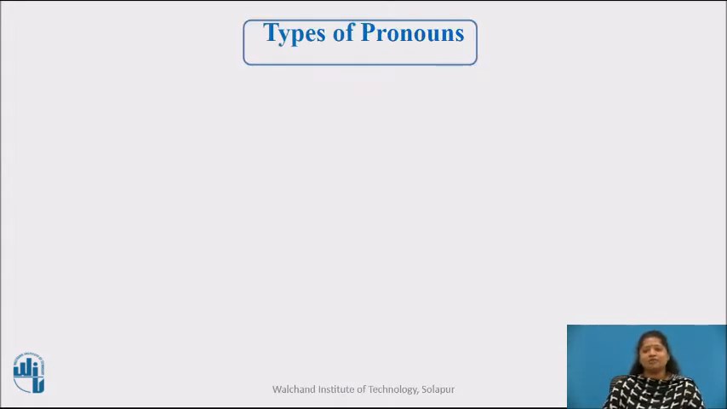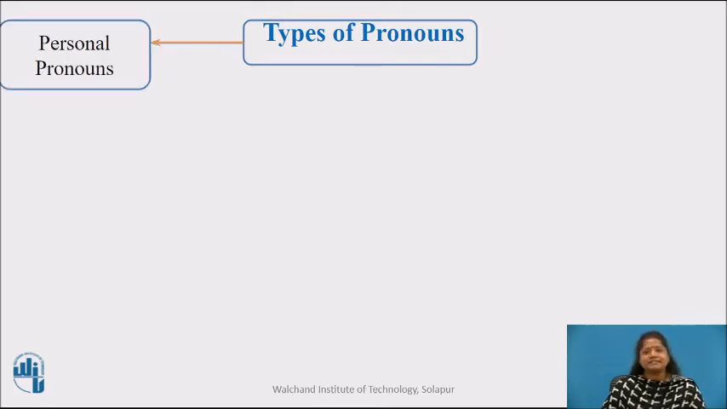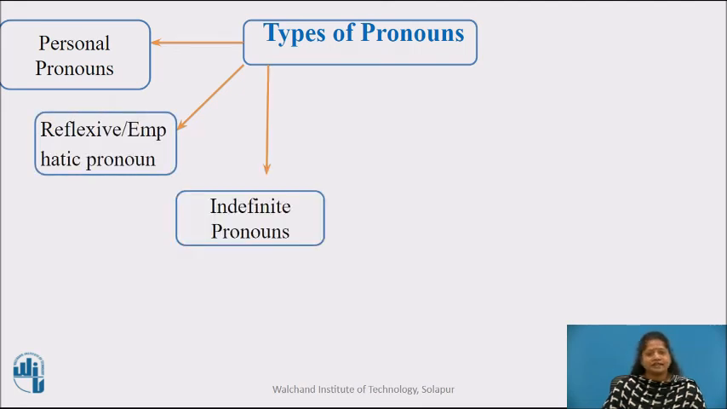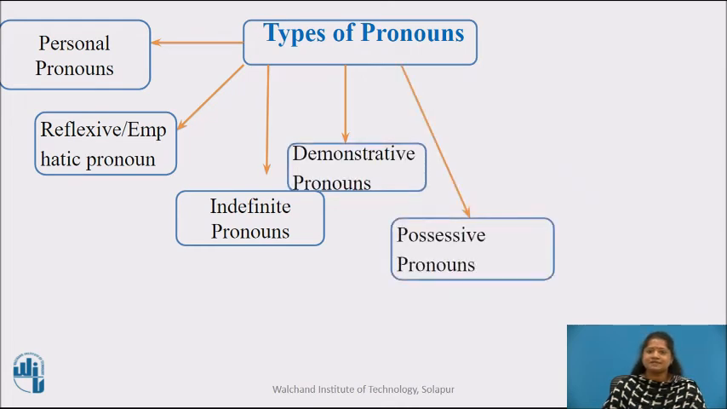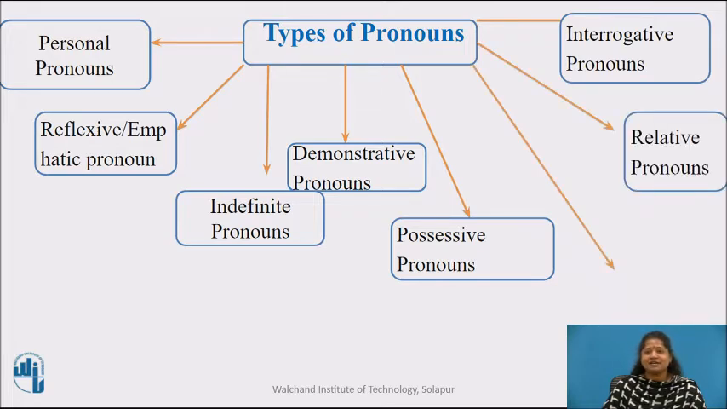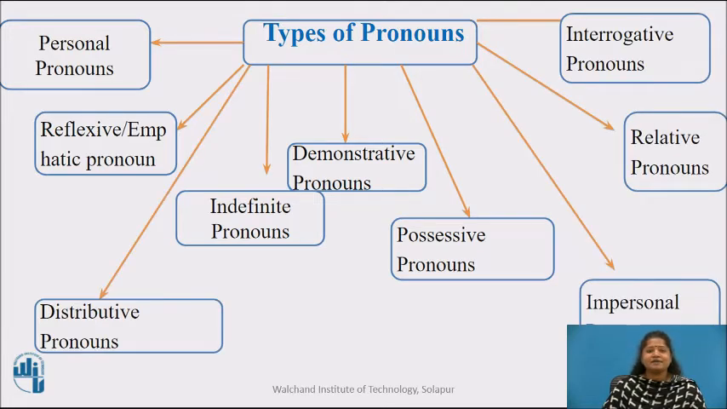Now let us learn how many types of pronouns there are. The first type of pronoun is personal pronouns. Then reflexive or emphatic pronouns, indefinite pronouns, demonstrative pronouns, possessive pronouns, interrogative pronouns, relative pronouns, impersonal pronouns and distributive pronouns. All these are the types of pronouns. We are going to learn the personal pronouns and the possessive pronouns in video number 1, and I am going to deal with other types of pronouns in the next video.